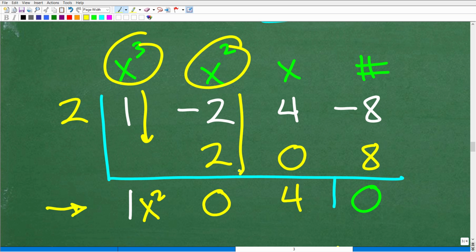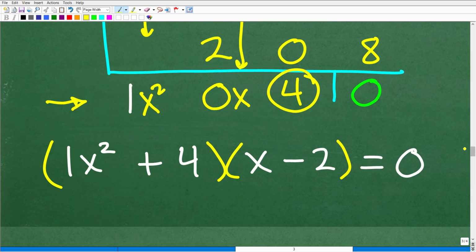Instead of x squared, our answer here is x, so 0x. And then instead of 4 to the first, this is now our constant. So really what we have here is x squared plus 0x, which is 0, or x squared plus 4. So that's the result of doing synthetic division by 2.